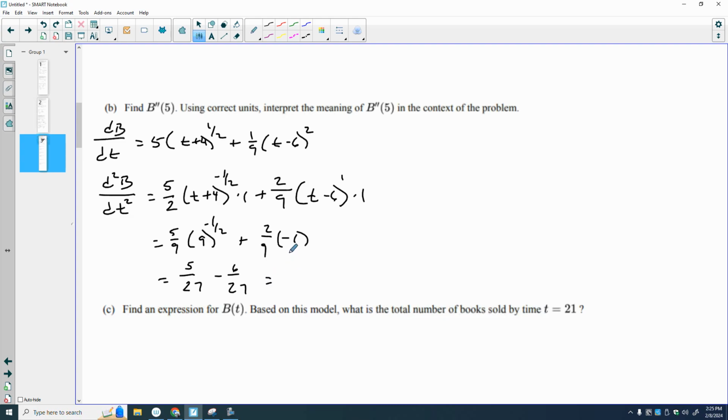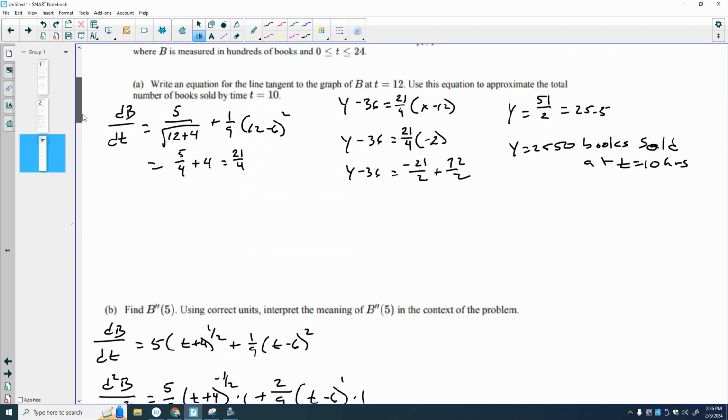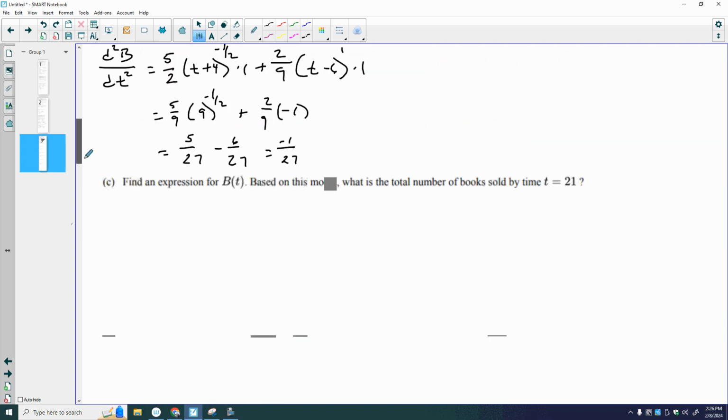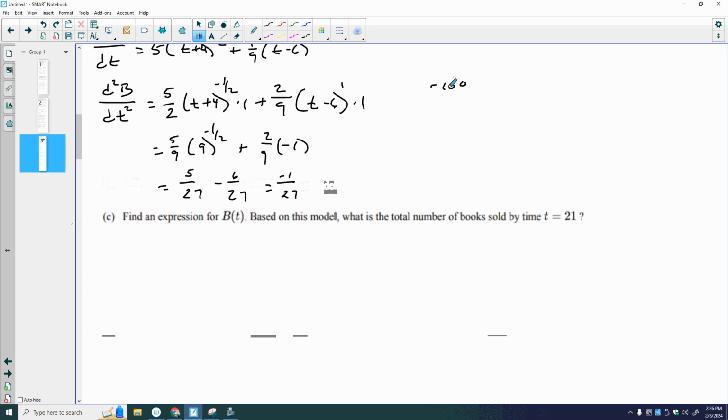That seems different than what I had before. Yeah, that seems different than what I had on the board. All right, I just went through our numbers real quick again. I must have done something wrong on the board. Anyways, negative 1 over 27. Interpret it in context. Books sold, negative 127. I think I had like 17 or something like that, or 11/7. I don't know. I might have done something weird.